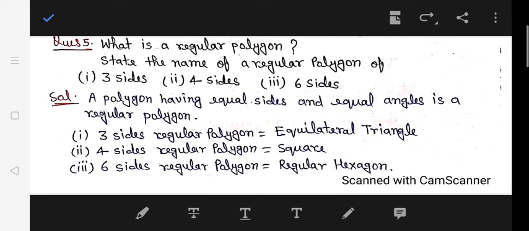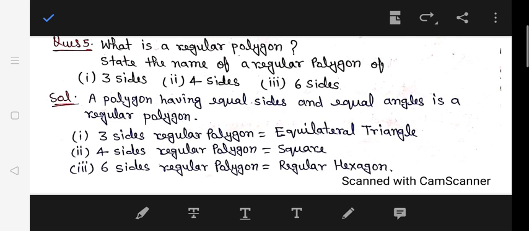Now what is the name of the regular polygon having 6 sides? Students, a polygon having 6 sides is called a hexagon. And if it is regular, it means all 6 sides are equal and all 6 angles are equal, that is called the regular hexagon. So a 6-sided regular polygon is a regular hexagon. So that is question number 5.